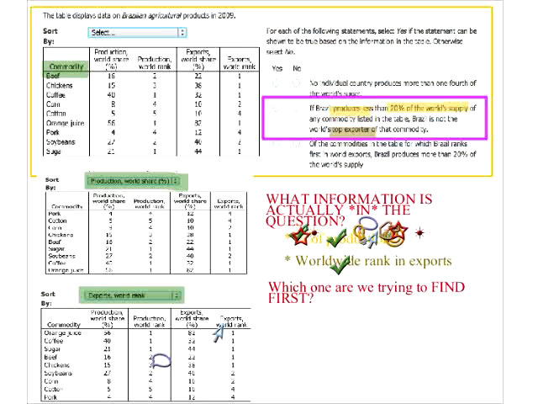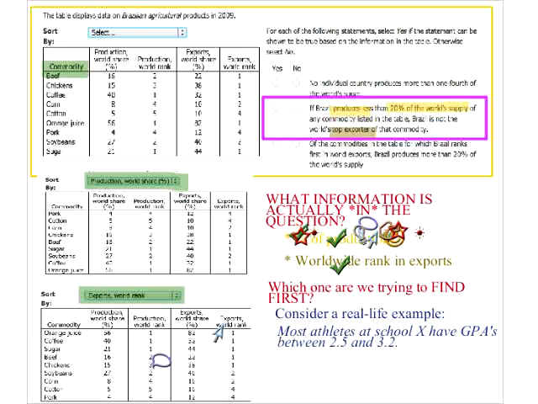But if you consider a real-life example, if you say most athletes at school X have GPAs between 2.5 and 3.2, to answer this, I don't know how to articulate a rule, and I don't want to articulate a rule. But when you look at this, it should be obvious that what you need to do is find the athletes, not find all the people with 2.5 to 3.2. And then once you've found all the athletes, you see how many of them are in that range.